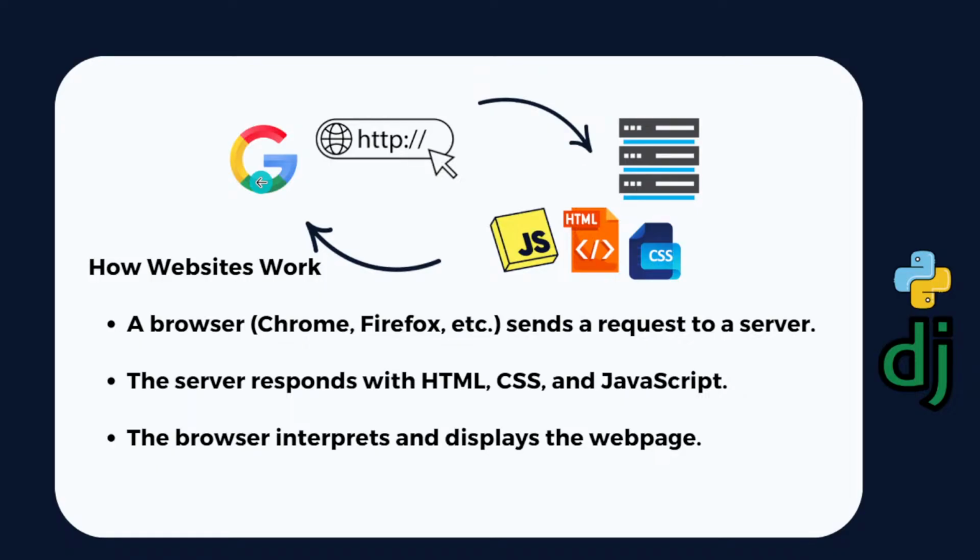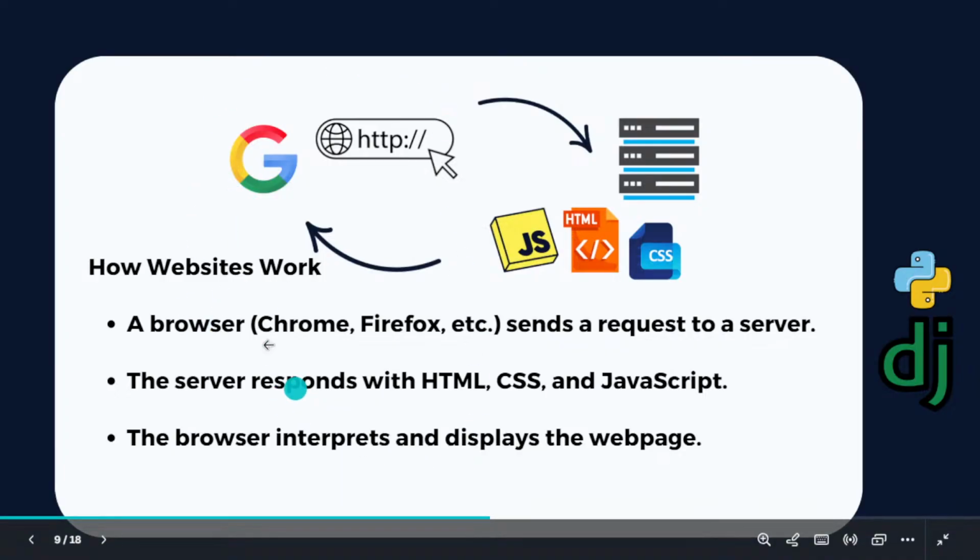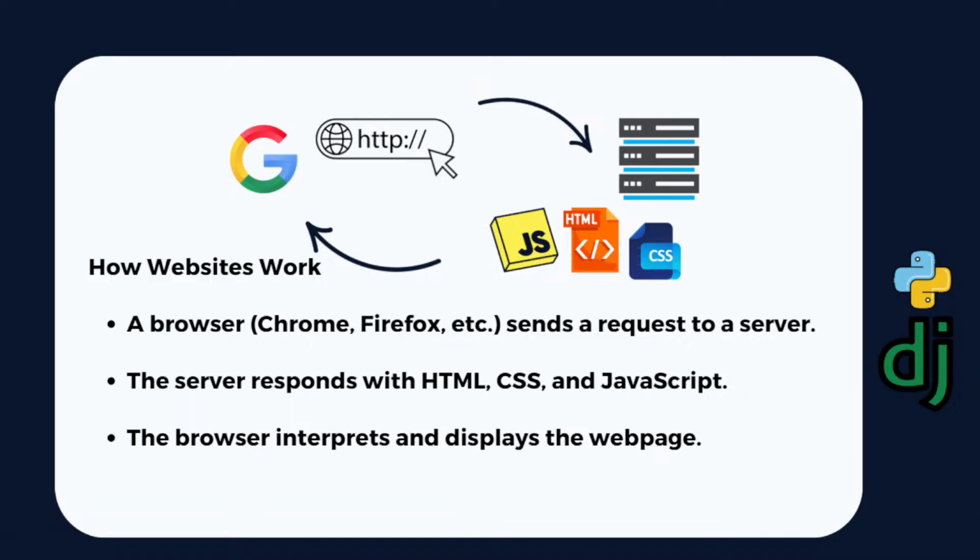First, in the browser we give a request, and that request goes to the server, and the server responds with the files of your website. What are the files? HTML, CSS, JavaScript. Those files go to the browser, and the browser shows them as a page, as a website. That is how a website works.